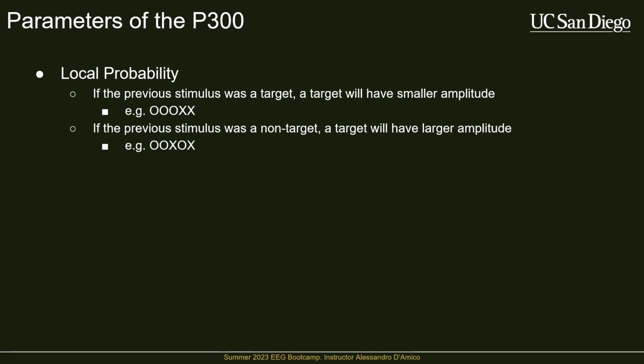So typically you'll have a larger amplitude if you have something like this. So this tends to cancel out the effect. So if you have non-target, non-target, target, non-target, target, both of these targets will be about the same amplitude, and actually sometimes this second one will be larger than the previous one.